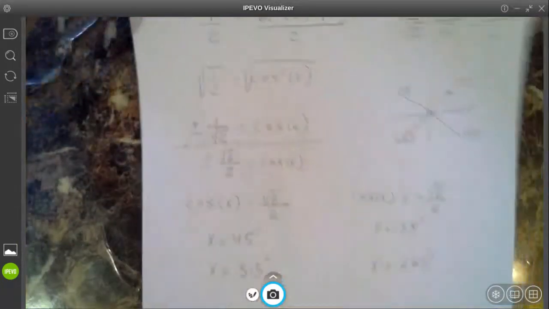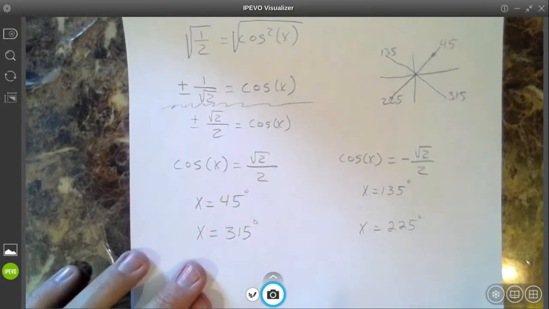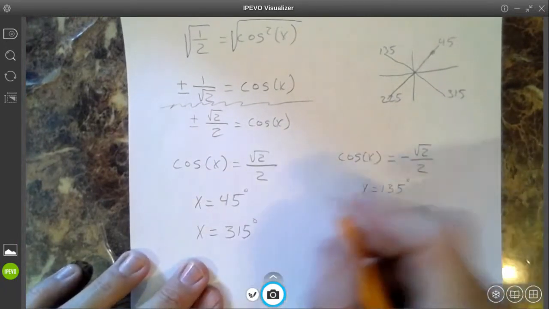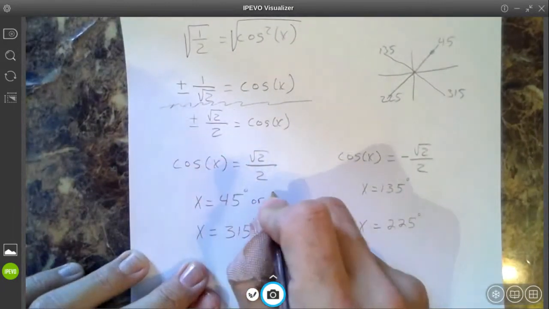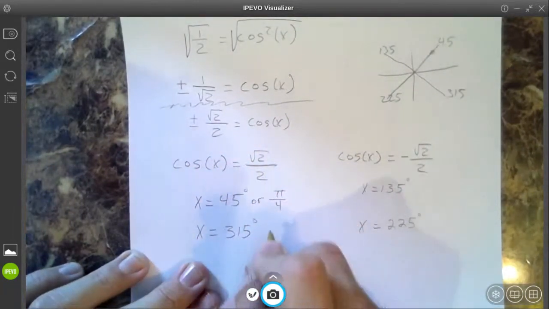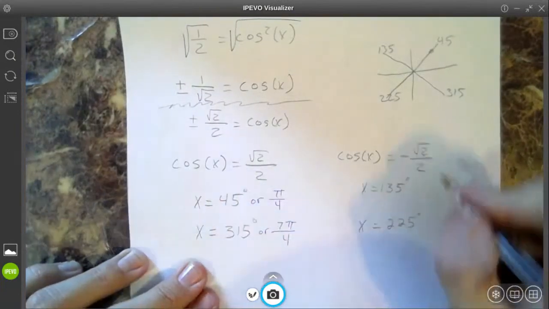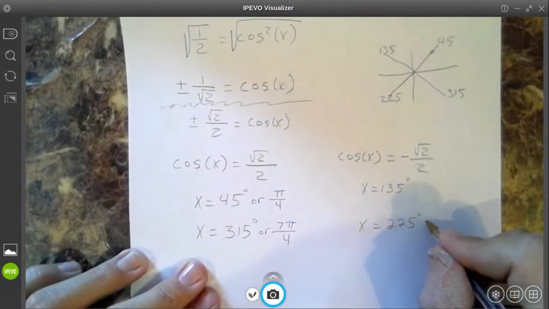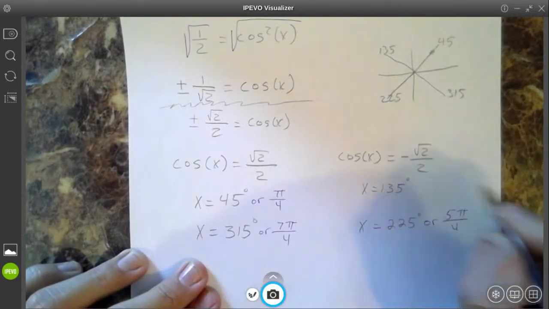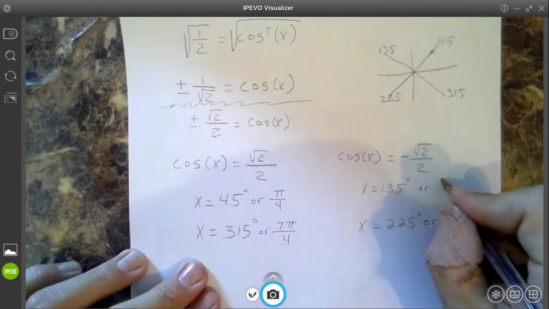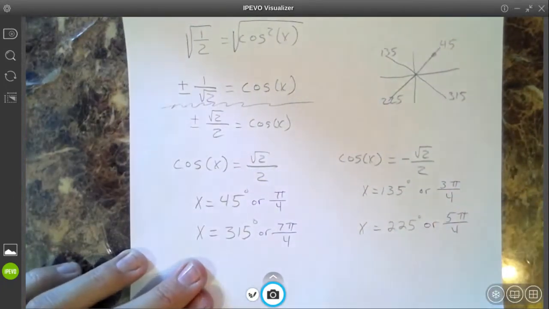I wrote it down there, I promise I did. I'll give the answers in radians as well here. This would be pi over 4, or this one would be 7 pi over 4, or this one would be 5 pi over 4, or this one would be 3 pi over 4. Those are your answers in radians.